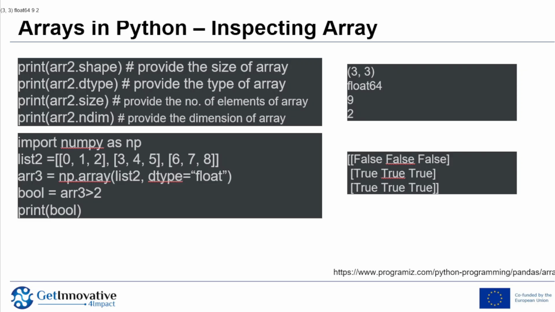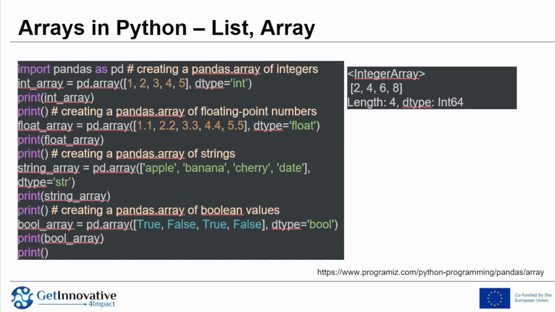Okay, we can also find the size of the array, the type of the array, the number of elements of the array, and the dimension of the array. The commands we need to display these, we can also include in the Python array. These are the outputs that would be produced in Python by typing the list of commands.